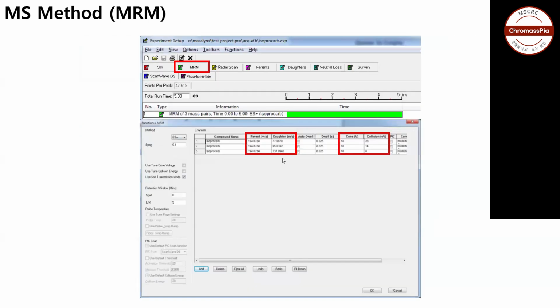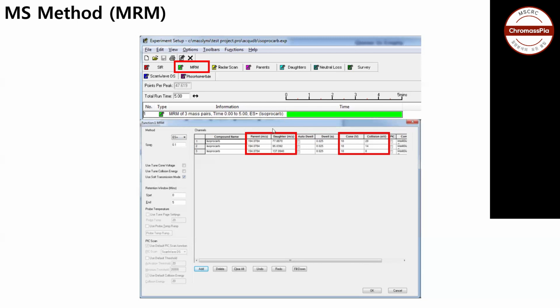And for the MRM method, we do optimization and find the adequate cone voltage, capillary voltage, and collision energy. So we can put in the parent ion and daughter ion, and each of their cone voltage and collision energy in here. And then the professor lastly talked about the PIC scan. So we can select the PIC scan here.